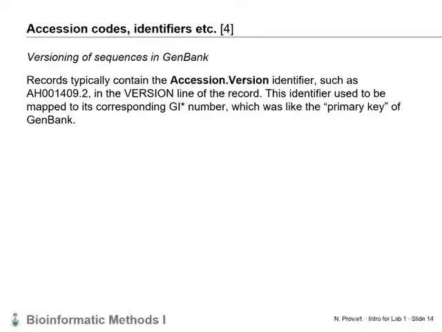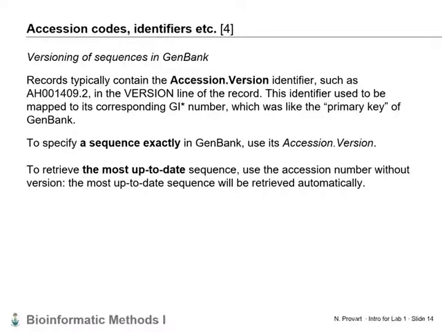All right, how are sequences versioned within GenBank? Records typically contain the accession version identifier, such as AH001409.2, in the version line of the record. This identifier used to be mapped to its corresponding GI number, which was like the primary key of GenBank. To specify a sequence exactly in GenBank, you use its accession.version, while to retrieve the most up-to-date sequence, use the accession number without the version, and then the most up-to-date sequence will be retrieved automatically.